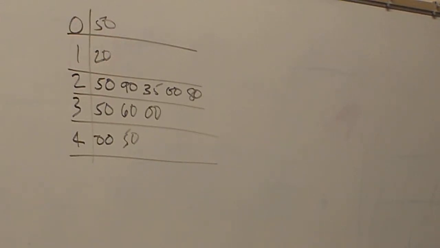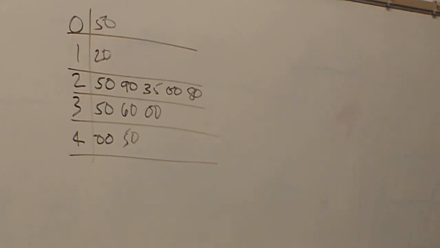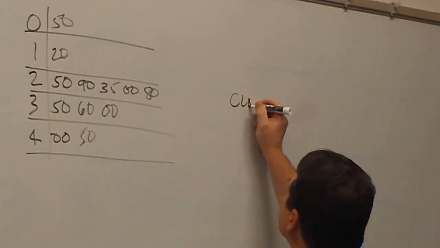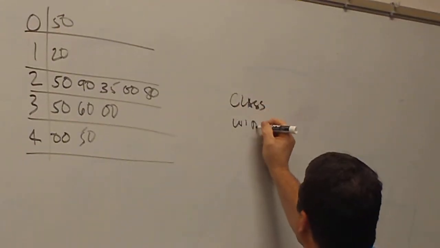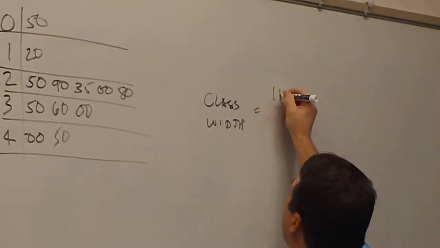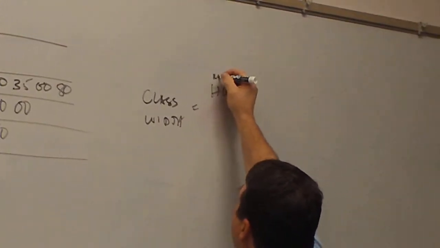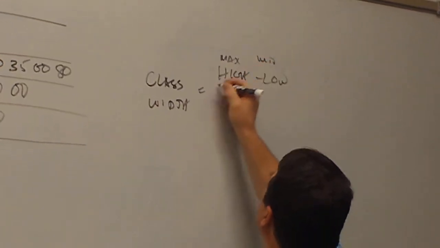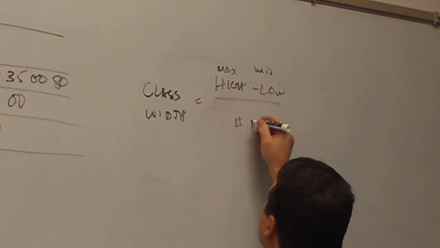Make a frequency table of 3 classes for the data. So now what we have to do is figure out our class width, right? So how do we find our class width? There you go. It's the high, or the max, minus the low, or the min, divided by the number of classes.